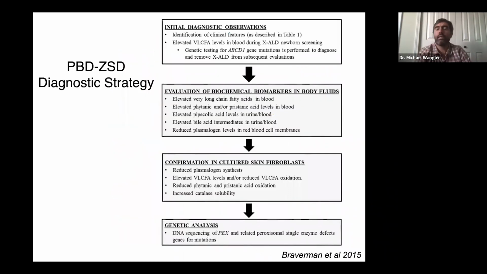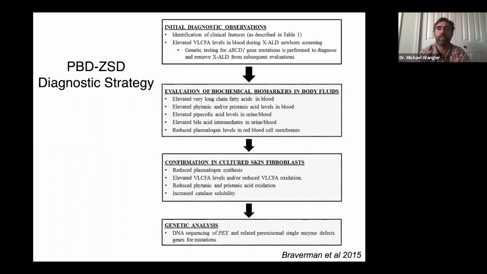So this was in our publication, a big team publication involving the GFPD, on the PBD ZSD diagnostic strategy. It talks about how we would start with identifying the clinical features, maybe with that elevated very long chain fatty acid result from newborn screening. And the evaluations you would traditionally go about would be: I'd check the very long chains in the blood. I'd look at some of the other fats the peroxisome is metabolizing. Remember we talked about bile acids and plasmalogens.